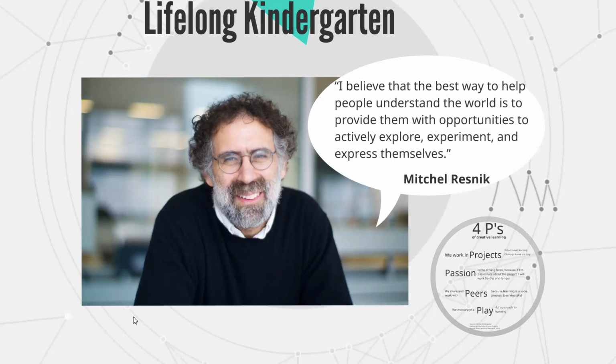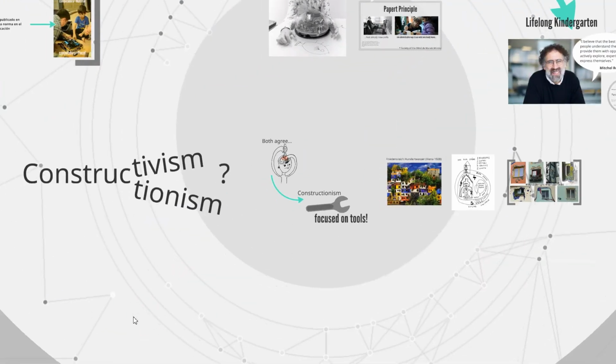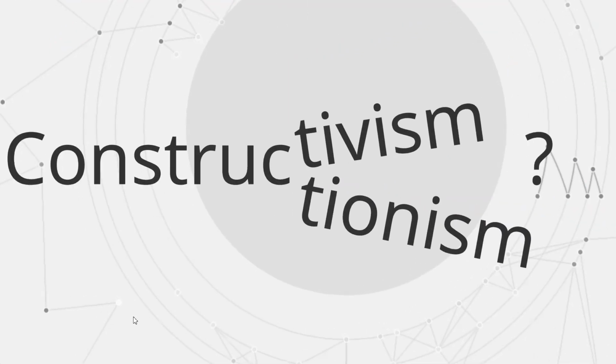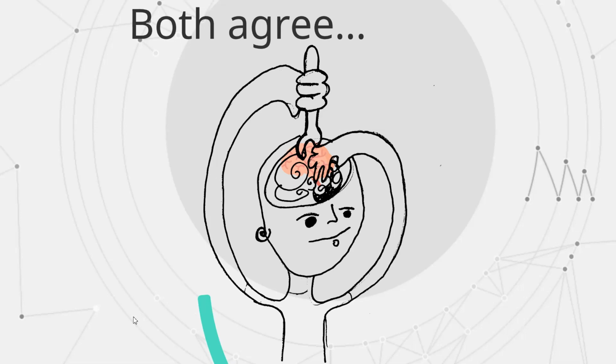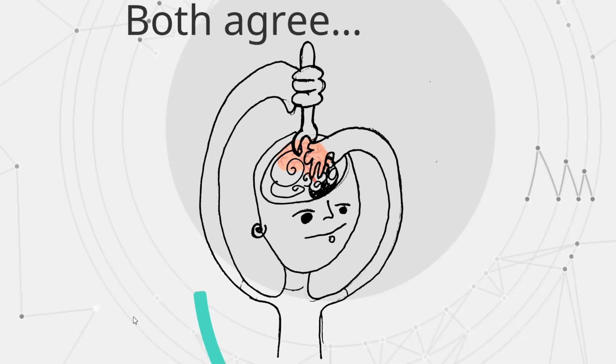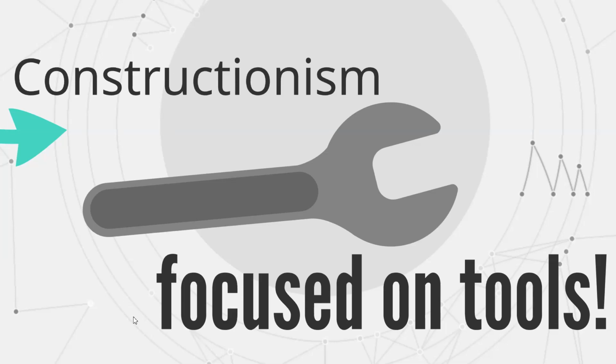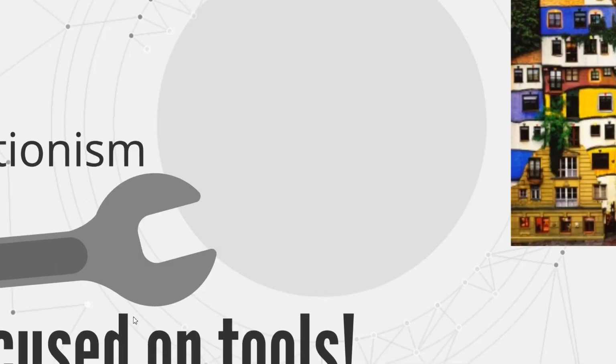So for Resnick, it's very important to keep those aspects. And in his latest book, he summarizes his thinking in four basic P's. He calls them the Ps of creative learning, which I'm going to go over in a minute. So again, just to summarize, what's the difference between constructivism and constructionism? Well, both agree that we have to create knowledge inside of our brains. Everybody is creating, not getting knowledge. We are building knowledge in our brains. But constructionism is more focused on tools and environment.